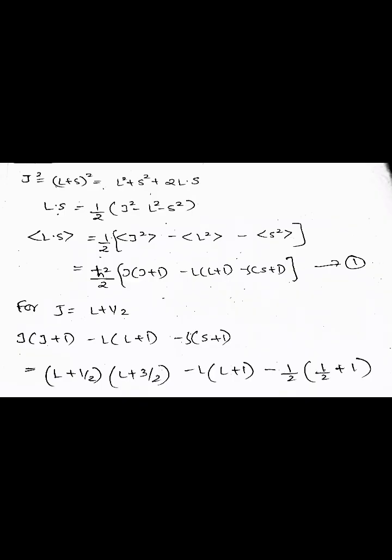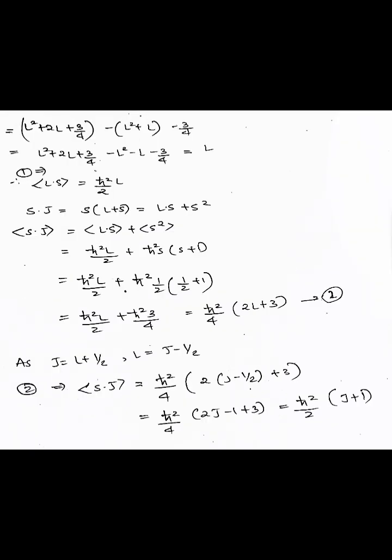Therefore, L dot S is equal to ħ square by 2 into J into J plus 1 minus L into L plus 1 minus S into S plus 1. This is equation number 1. And here it is given that J is equal to L plus half. Therefore, J into J plus 1 minus L into L plus 1 minus S into S plus 1 is equal to L plus half into L plus 3 by 2 minus L into L plus 1 minus half into half plus 1. Therefore, this is equal to L square plus 2L plus 3 by 4 minus L square minus L minus 3 by 4. This is equal to L. Therefore, equation 1 implies L dot S is equal to ħ square L by 2.